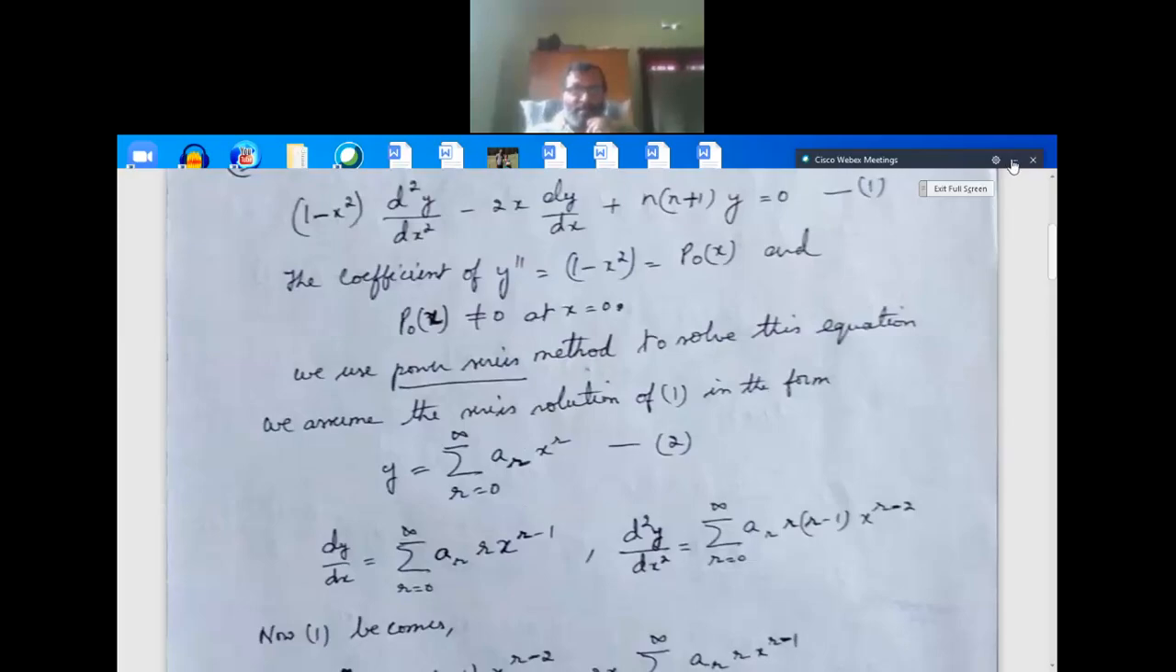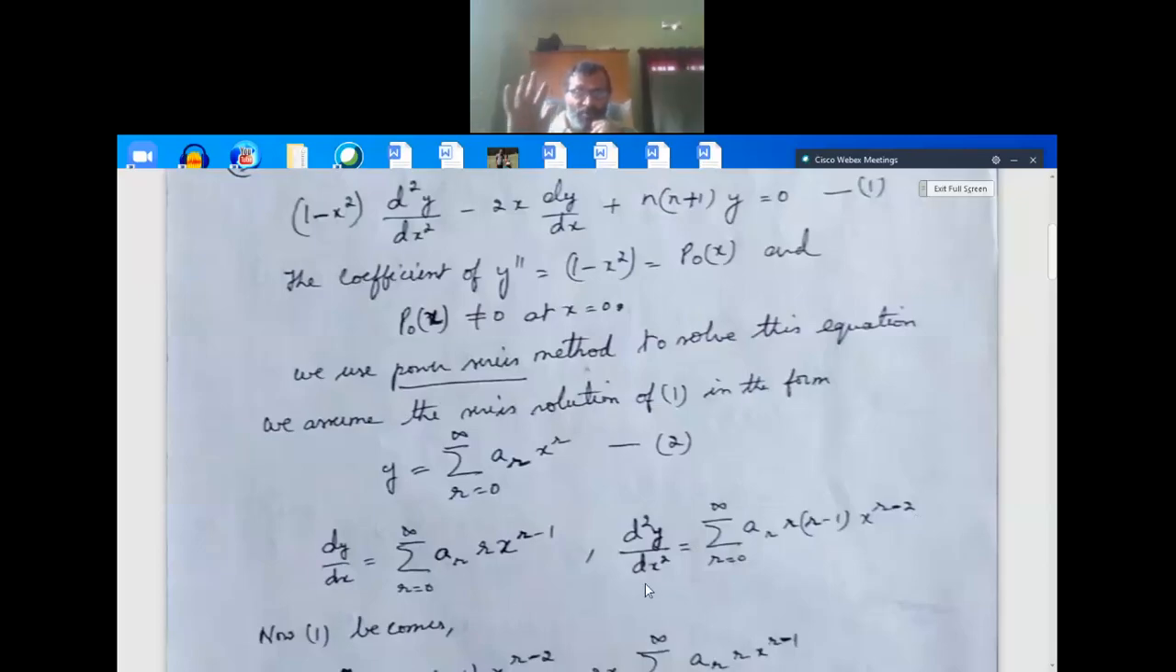First I will find dy by dx from this. So dy by dx, how to find? Sigma r equals 0 to infinity a r, where r is a constant. Differentiation of x power r is r into x power r minus 1. And d squared y by dx squared will be sigma r equals 0 to infinity a r into r. Differentiation of x power r minus 1 will be r minus 1 into x power r minus 2. So this you know.